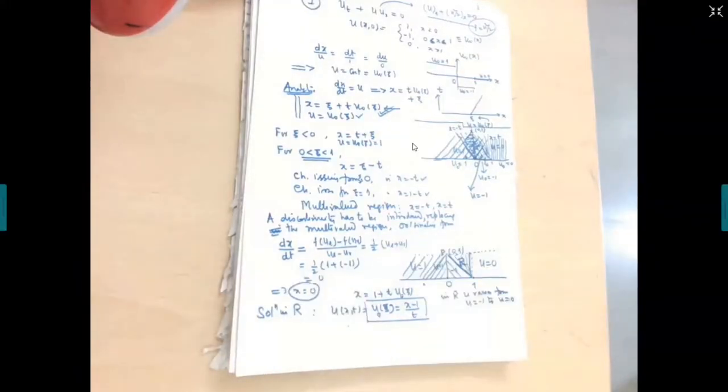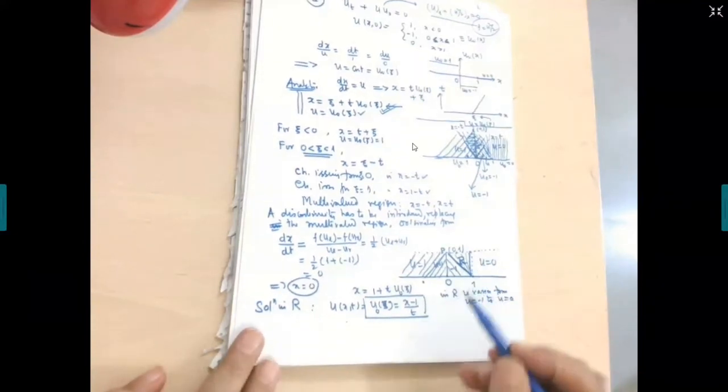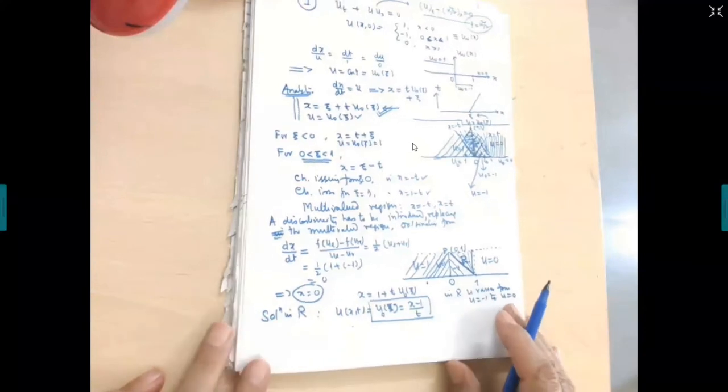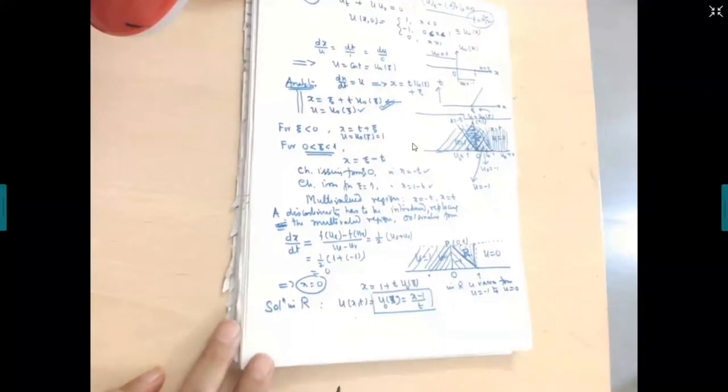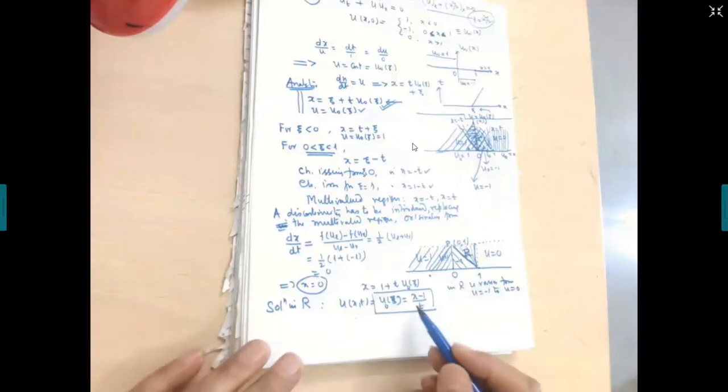Good. So, is it clear that in this region R, the solution is given by this? Is there any question here? In the region R, the solution is given by this. You can see that this satisfies the differential equation identically.